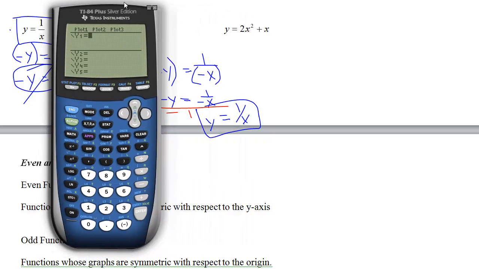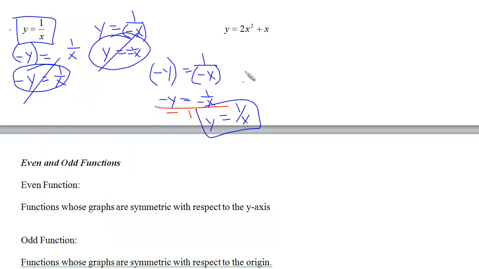Again, very easy to view visually in a calculator. So I'm going to put this in the stacked fraction. Alpha y equals 1 over x. Graph it. And we see this does indeed have symmetry about the origin. Half a turn, and it lays right back on top of itself. So this one, we'll go ahead and plug in over the y-axis.